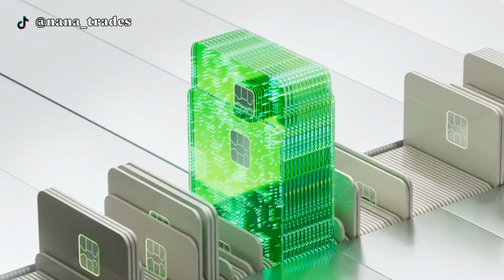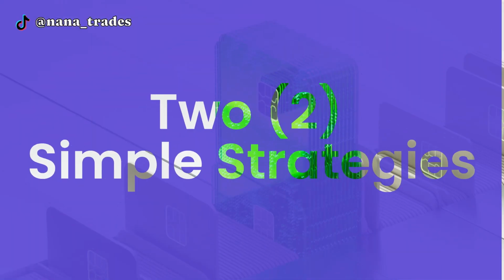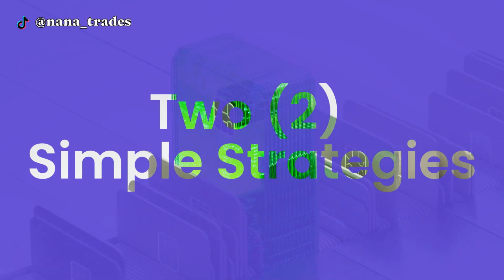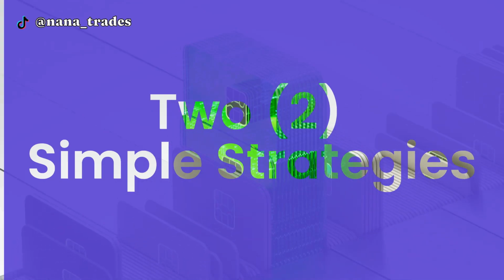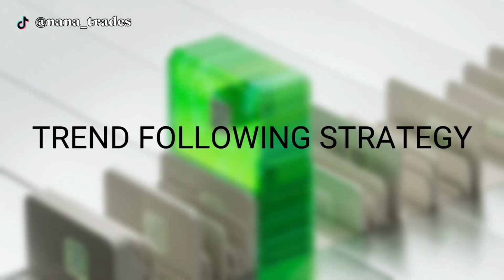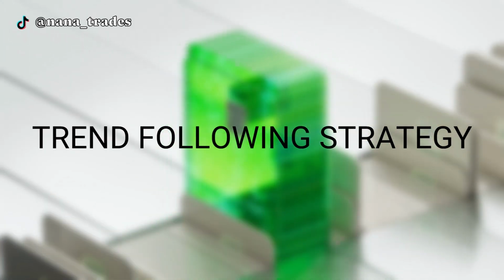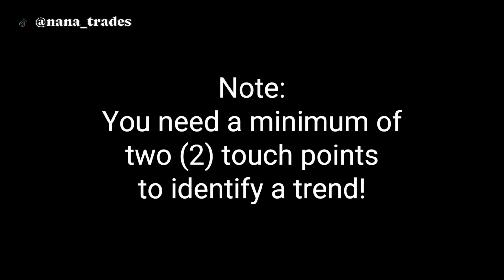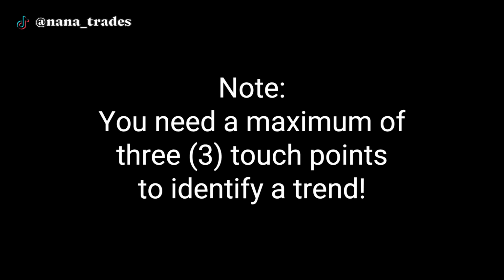Now, with this understanding, let us look at the two simple strategies that can gain you some profits in a trending market. The first strategy we'll be looking at is the trend following strategy. Now, you need to know that you need a minimum of 2 touch points to identify a trend, and a maximum of 3 touch points. When you have 3 touch points, your trend line is more valid.